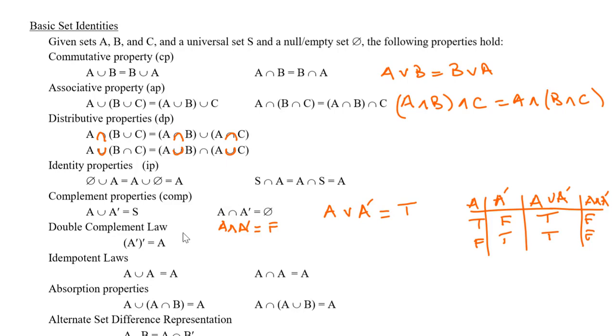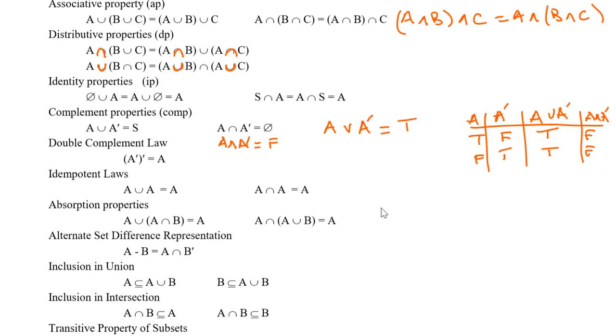The same thing with the double negation we called before: when you double negate, you go back to A. Idempotent, as we've seen before, A or A is just A, and A and A is just A. And the absorption: A or A and B is A, and A and A or B is A. You could prove this by using distribution.